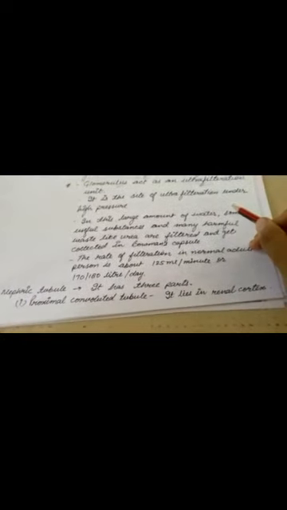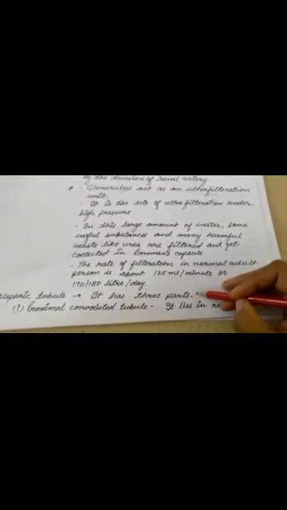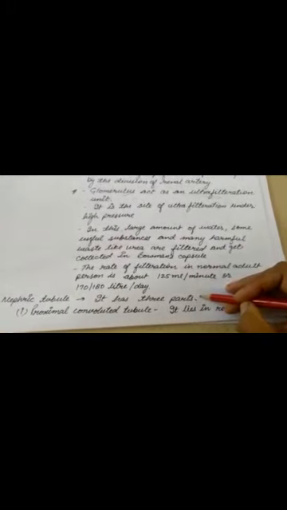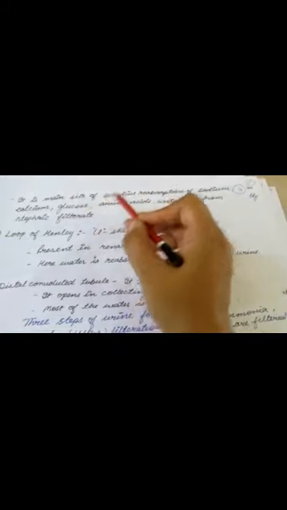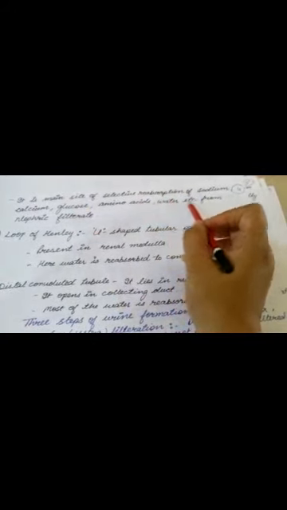Nephric tubule. The second part is the nephric tubule. It has three parts, as I have shown you in the diagram. The first part is called proximal convoluted tubule. It lies in the renal cortex. It is also present in the cortex region. It is the main site of selective reabsorption of sodium, calcium, glucose, amino acids, water, etc.